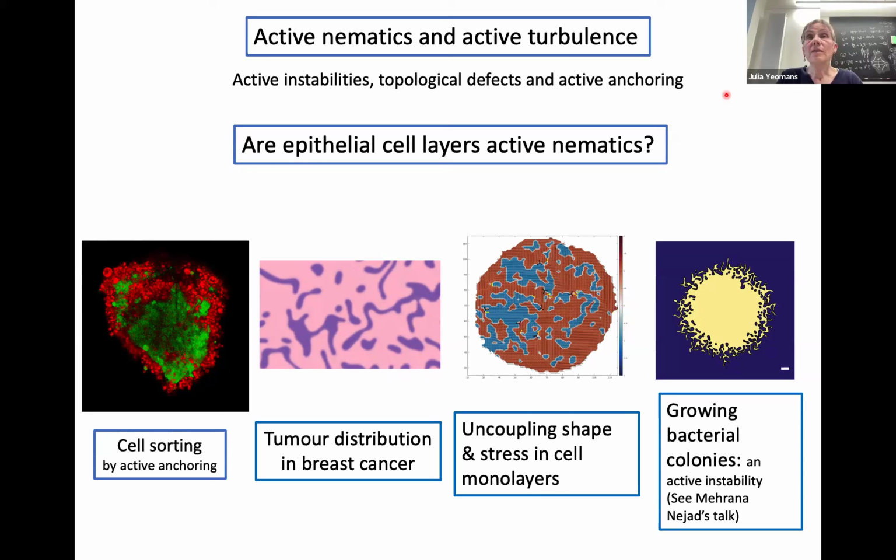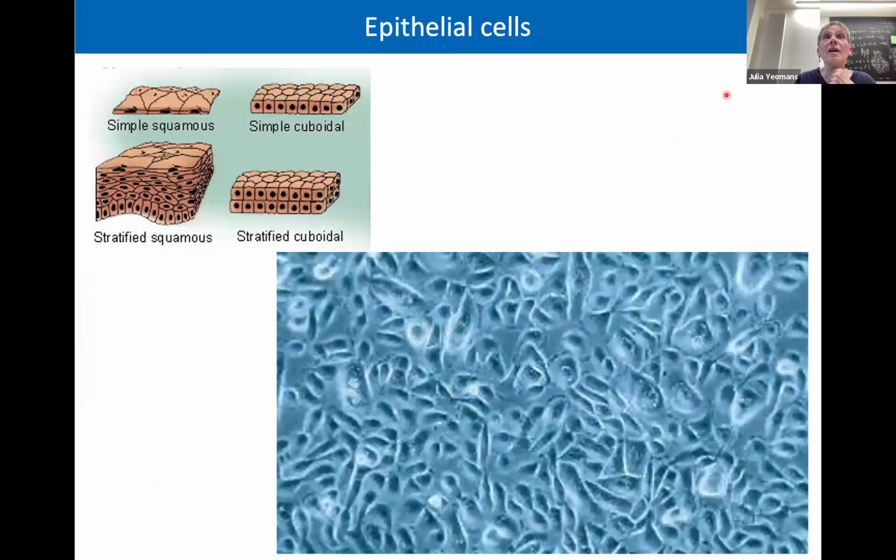Okay, so now I'm going to again talk about background stuff, but much less. I mean, I think what I've said up to now is accepted by everyone. What I'm going to say now is a lot of questions. And I'm going to ask whether epithelial cell layers can sensibly be described as active nematics. And I have loads of questions about this myself.